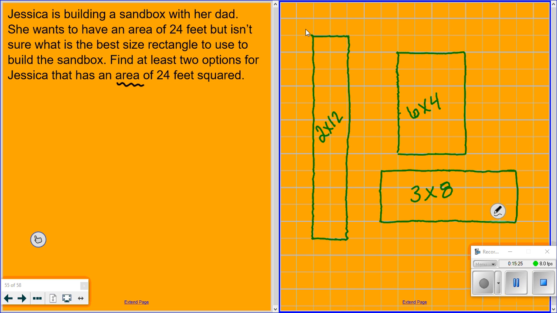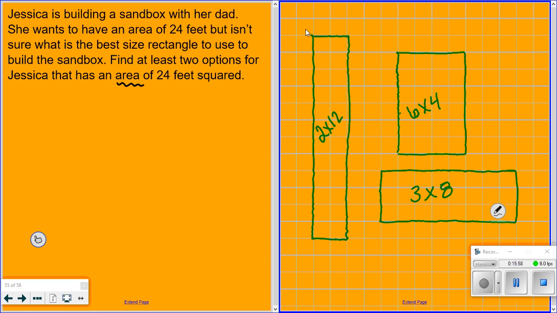Michael, do you have another option? What is it? 1 by 24. Do you have 24 squares? No. So a 1 by 24 mathematically will work. We don't have enough squares to make that work on our graph paper. Mike, let me ask you this question. Do you think that's going to be the best rectangle for a sandbox? A 1 by 24? No. Probably not.